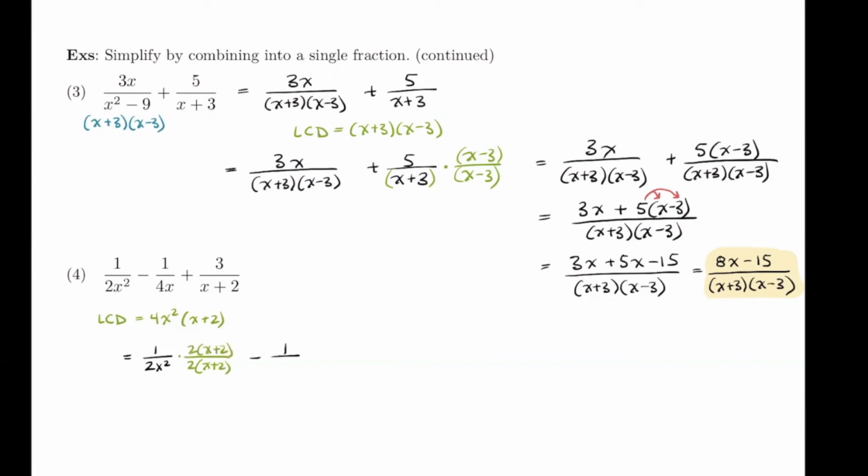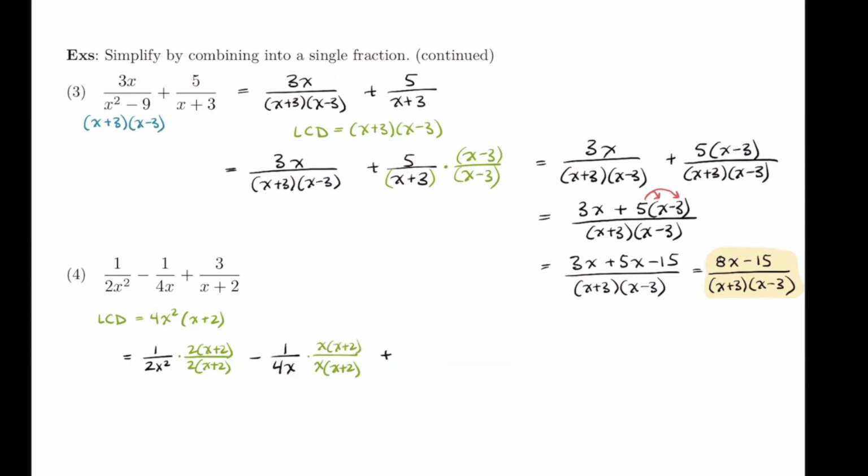Our second fraction here, 1 over 4x, it already has the 4 present in its denominator. We need to make this x look like an x squared. So we're going to need to multiply by an x in the denominator, and then we also need an x plus 2. If we do that in the bottom, again, we also have to do that in the top.